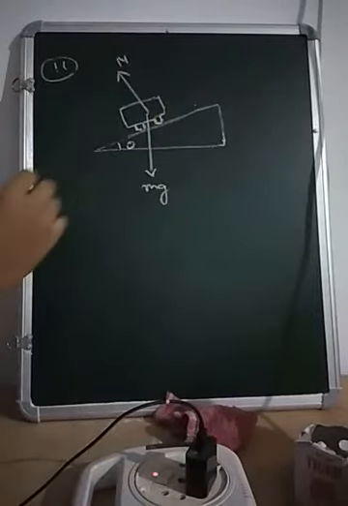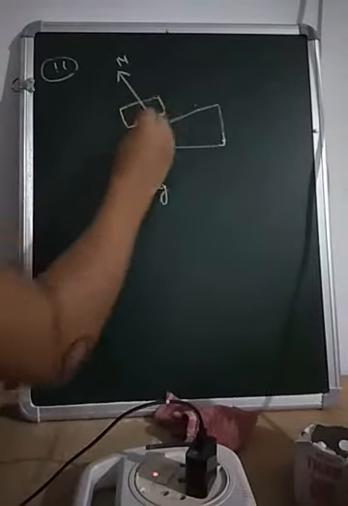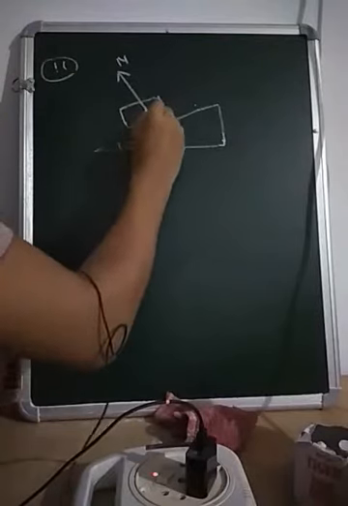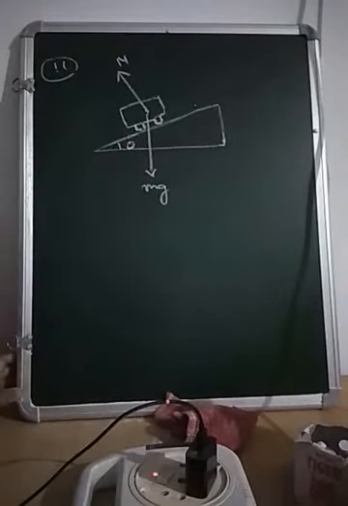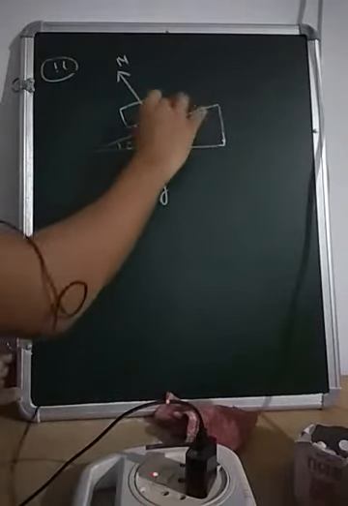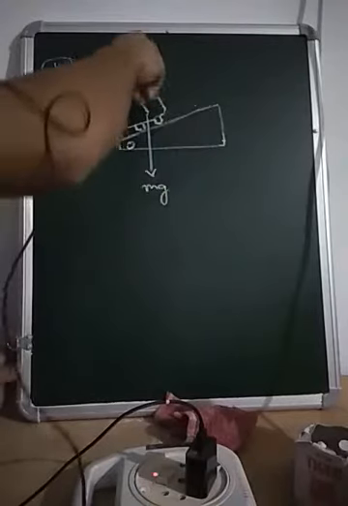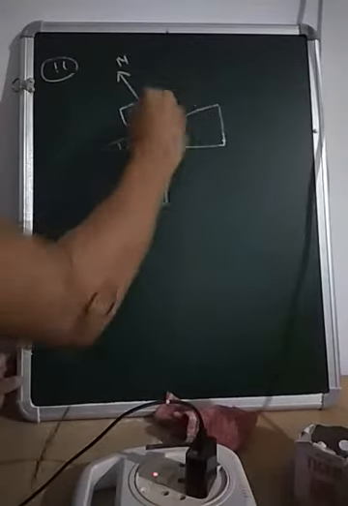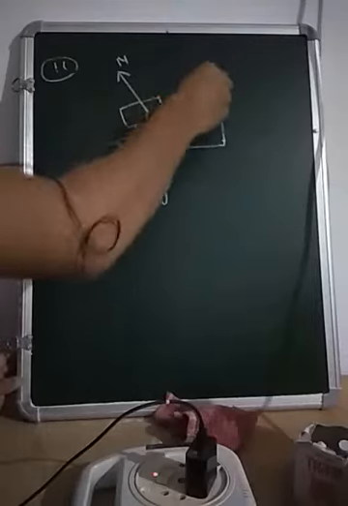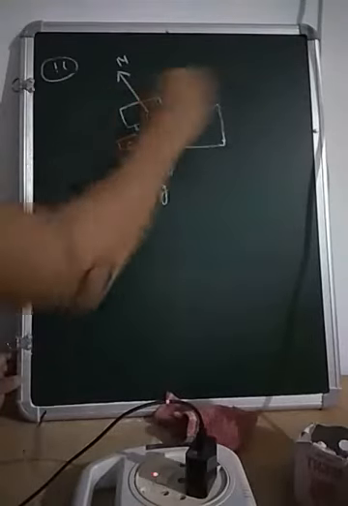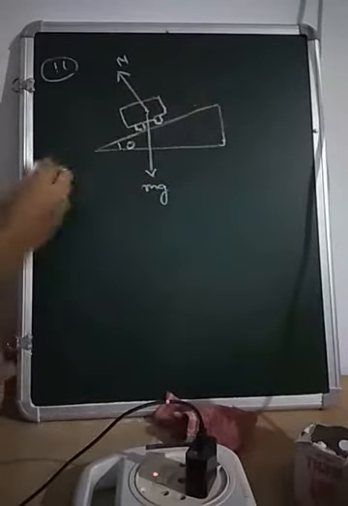And what is the third force? Then the next force is the frictional force. Okay, what is the direction of the frictional force? See, when the car is moving on this circular track, it will experience the centrifugal force, away from the road, or away from the center of the circular track.